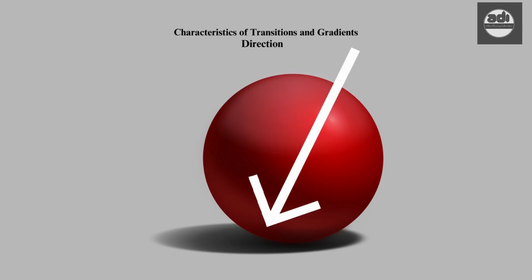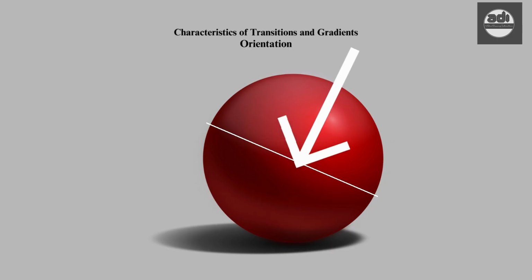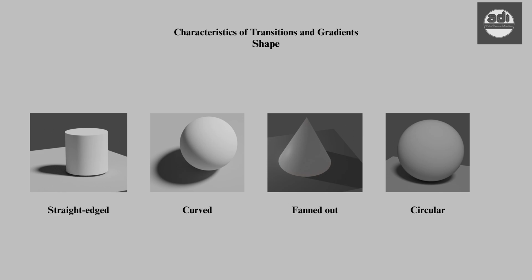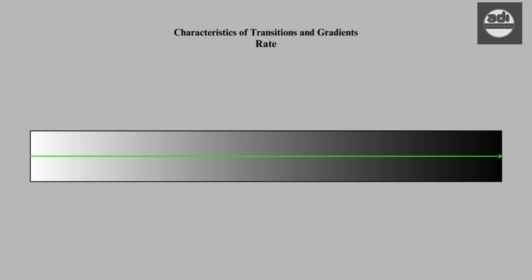local value. Transitions or gradients have four characteristic directions: direction, the angle at which the transition travels between the light and dark; orientation, the angle at which the values in the transition align, usually cutting across the direction of the incoming light; shape, the structure of the underlying form determines whether the transitions of value are straight-edged, curved, fanned out, or circular; and rate, the speed at which the transition moves from light to dark.